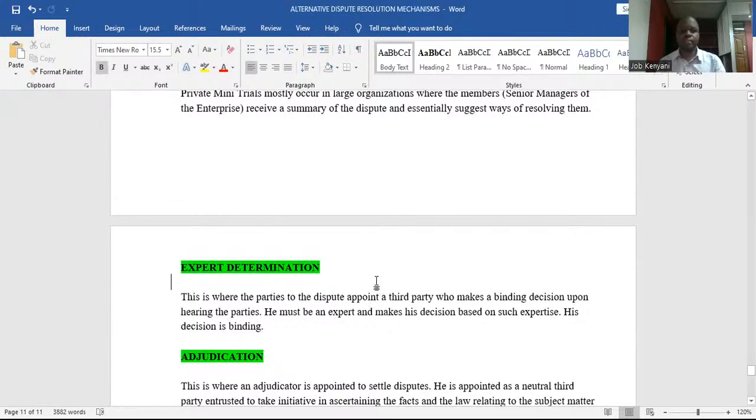But I've said expert determination is where the parties to the dispute appoint a third party who makes a binding decision upon hearing the parties.